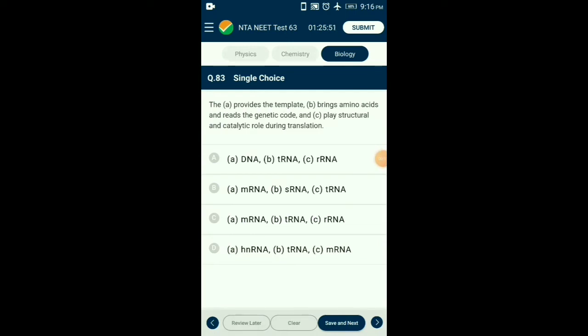Question number 83. A provides the template, B brings amino acids and reads the genetic code, and C plays a structural and catalytic role during translation. In transcription, the template strand is what is used as a template in the synthesis of mRNA.